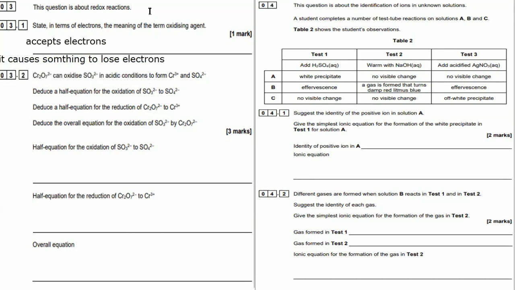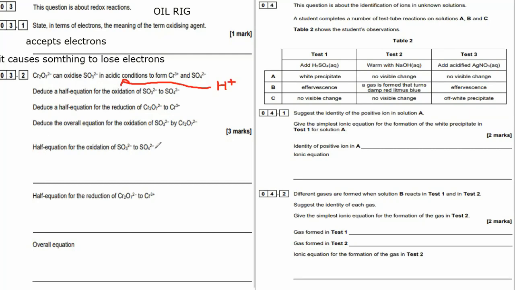Now, if we look at 3.2, we've got Cr2O7 2-, and this can oxidize SO3 2- in acidic conditions, which means there's hydrogen ions knocking about, to form Cr3+ and SO4 2-. Deduce a half equation for the oxidation of SO3 2- to SO4 2-. Deduce a half equation for the reaction of Cr2O7 2- to Cr3+. Deduce the overall equation for the oxidation of SO3 2- by Cr2O7 2-.